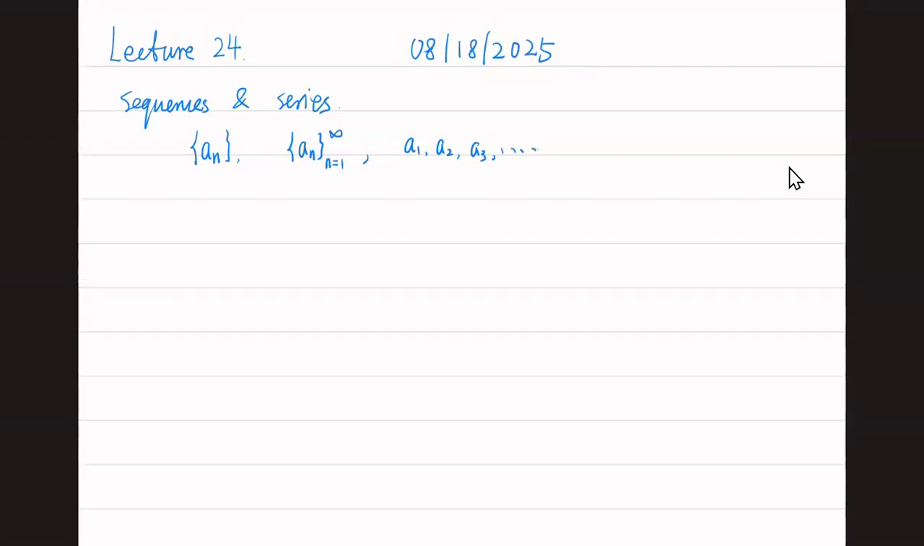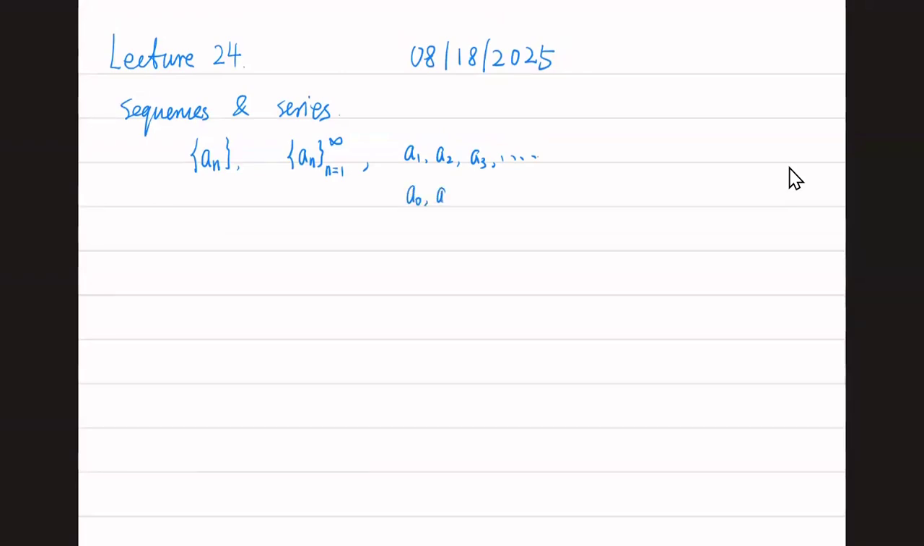So last week we introduced the sequence and series. For a sequence, we use this notation. Sometimes we use the starting and ending index. We can list all the entries, A1, A2, A3. Sometimes it starts at 1, sometimes at 0. We can start at any number for a sequence.